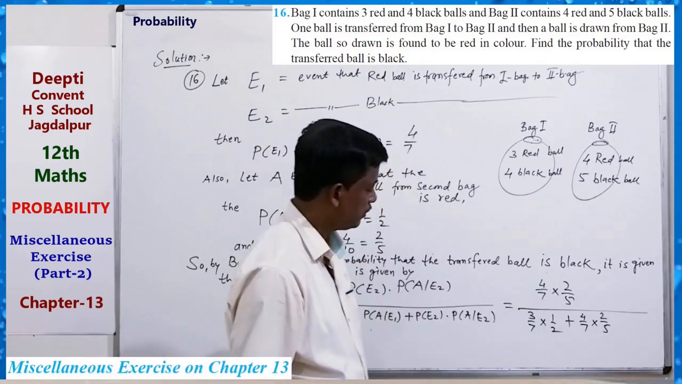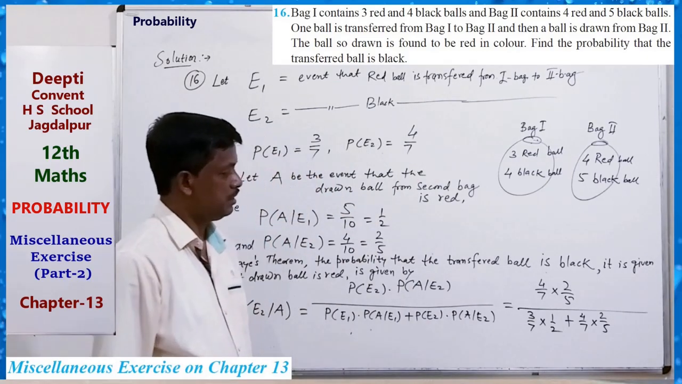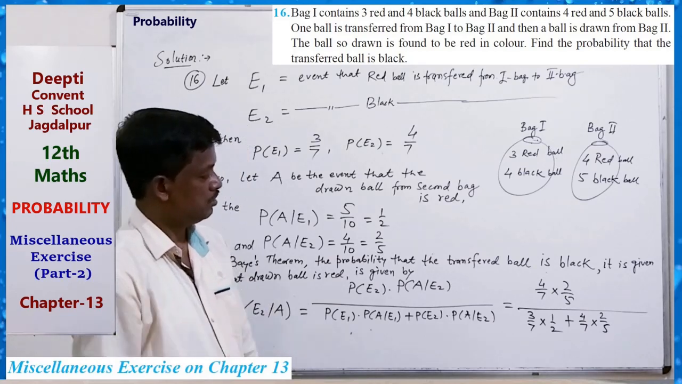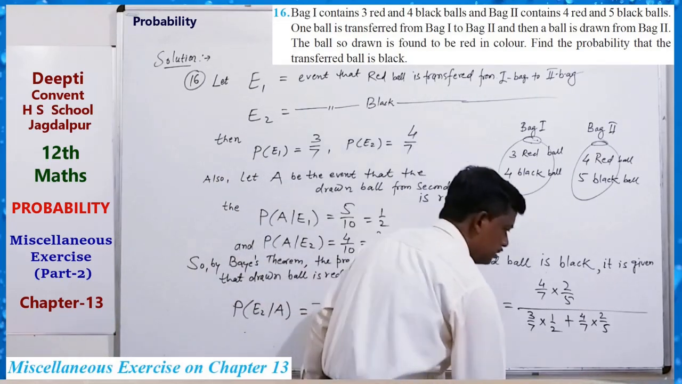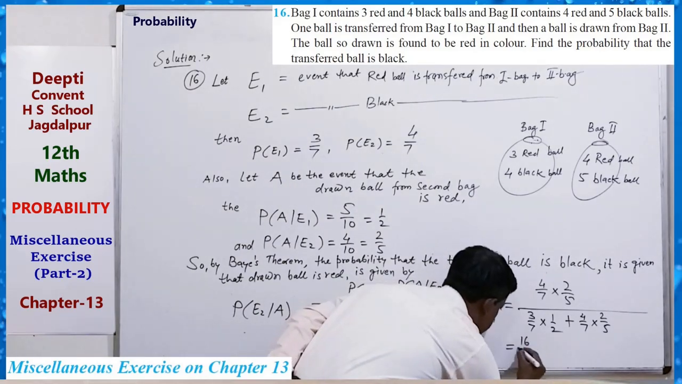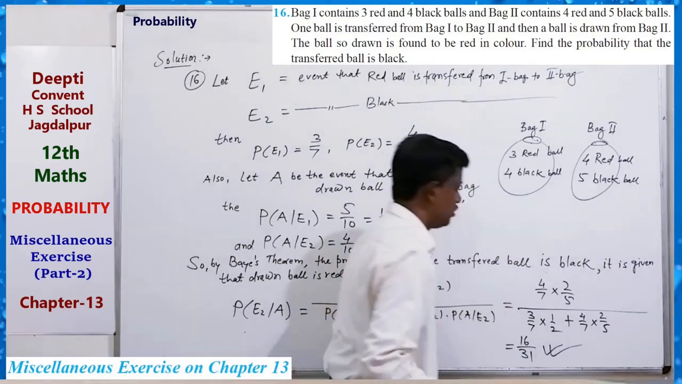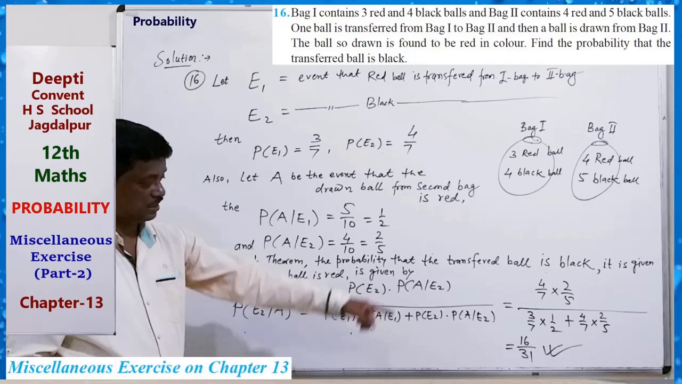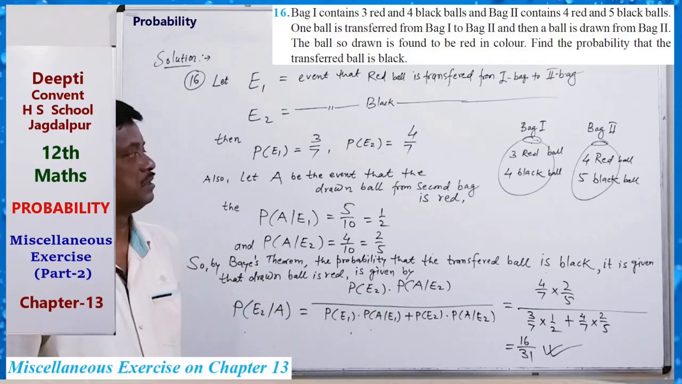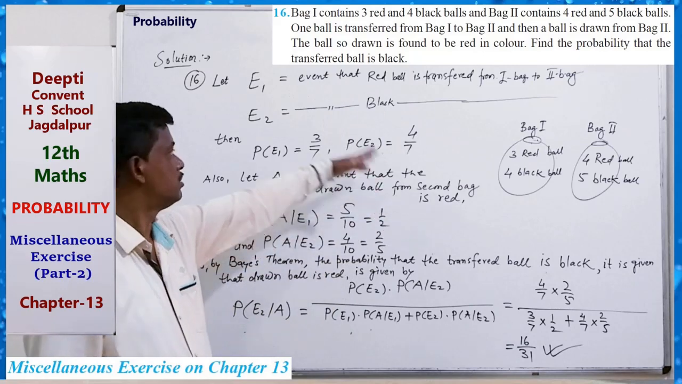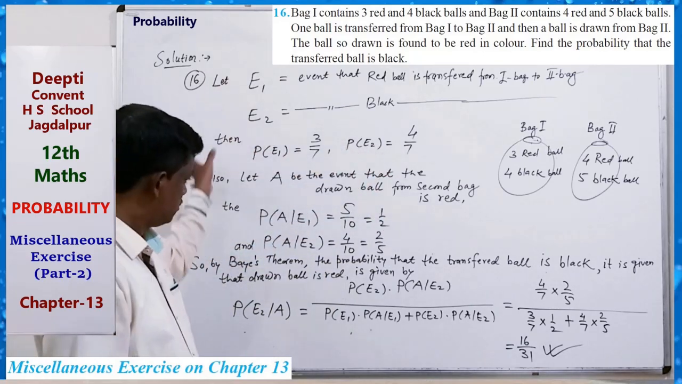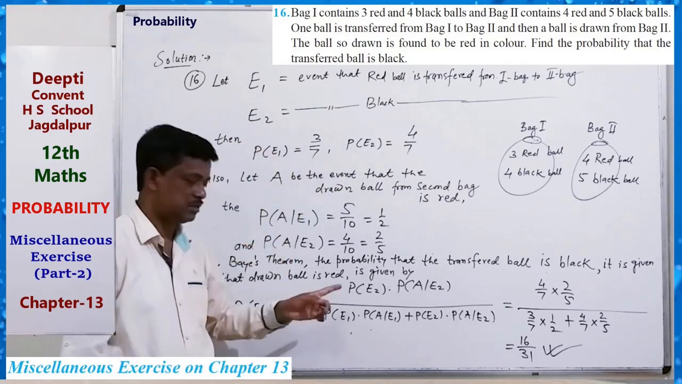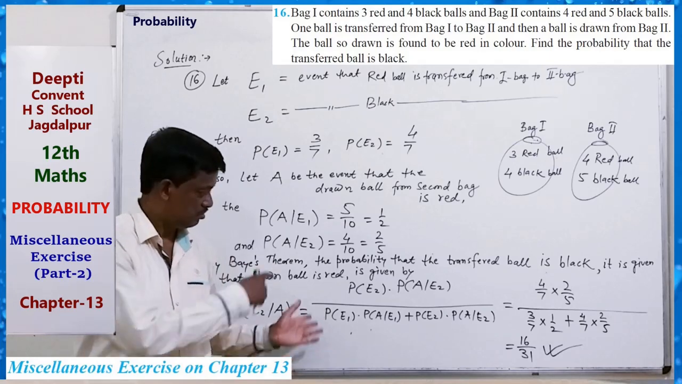So 15 by 2, and if you solve it, you get 16 by 31. 16 by 31. So this is the answer of question 16: 16 by 31. First of all, suppose the events and find the basic probabilities, and then use Bayes theorem. Then you can get the reverse probability.